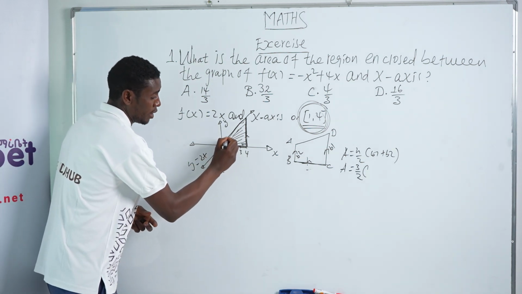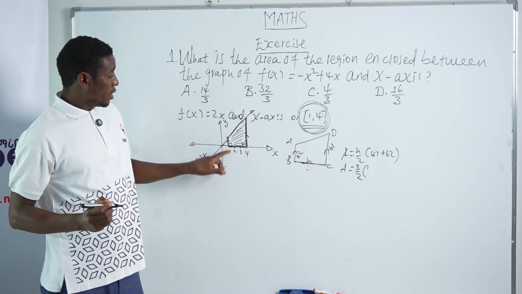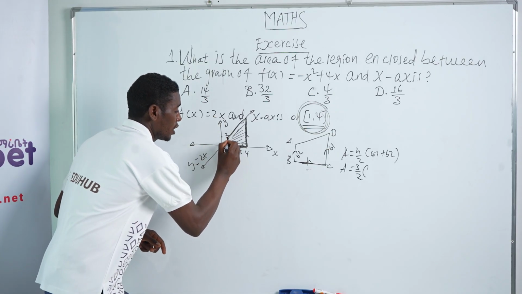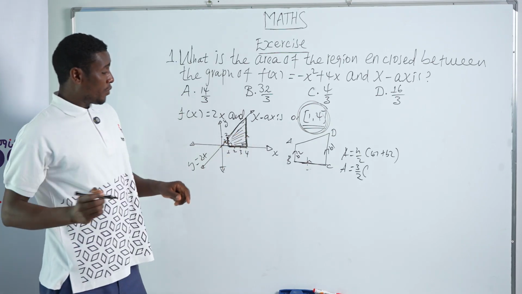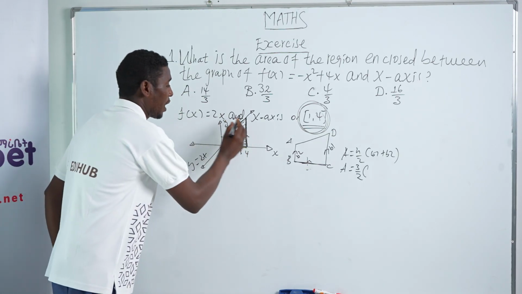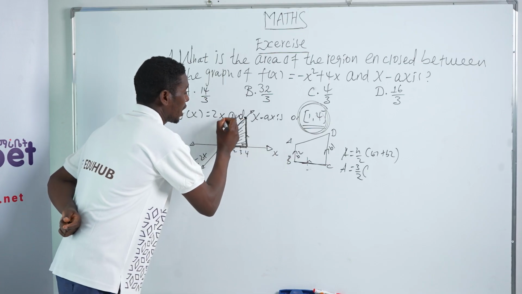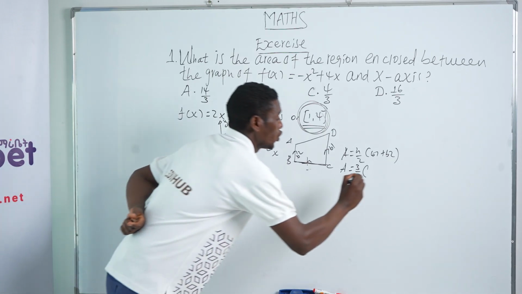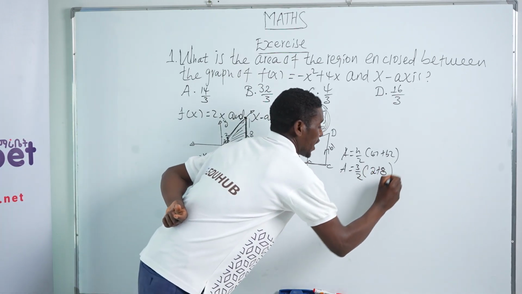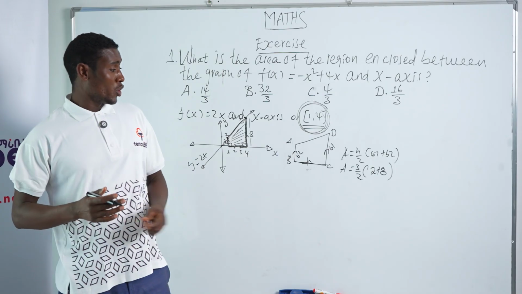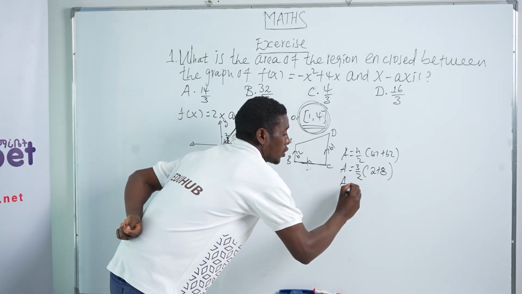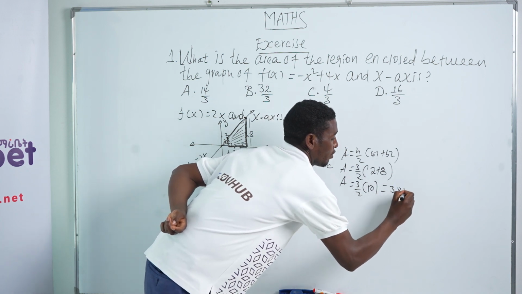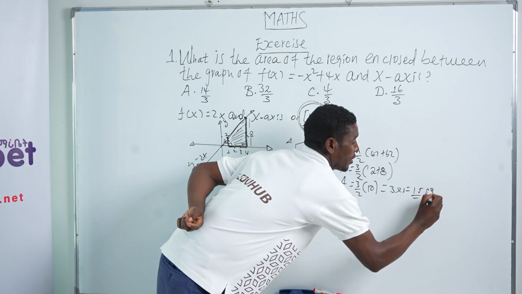If this one is base 1, when x equals 1, our formula is 2x. 2 multiplied by 1 is 2. Here y is 2. So this one is 2 units. And when x equals 4, 2 multiplied by 4 is 8. Around here we have 8. So this distance is 8 and this one is 2. So 2 plus 8, 8 what? Units. So 2 plus 8 is 10. Area equals 3 over 2 times 10. 10 divided by 2 is 5. 3 times 5 equals 15 square units.